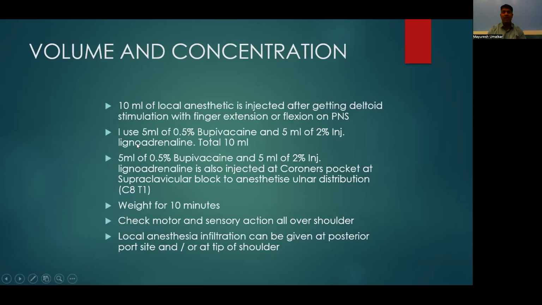I give just 10 ml of local anesthetic, injected after getting deltoid stimulation with finger extension or flexion on PNS. Actually, on PNS, deltoid stimulation with finger extension or flexion is ideal, showing that you are properly on the C5, C6 nerve roots. I use only 10 ml of local anesthetic, of which 5 ml is 0.5% bupivacaine and 5 ml is 2% lignocaine with adrenaline.